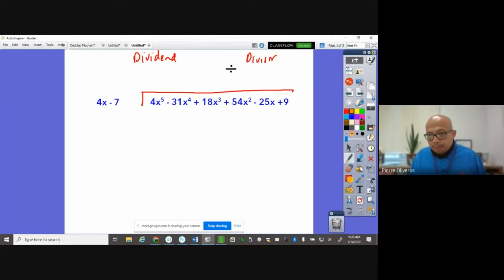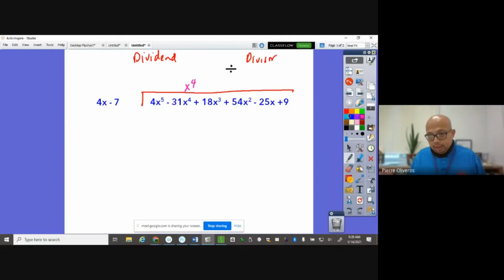And the first step again is we will divide the leading coefficient 4x to the 5th by 4x. 4x to the 5th divided by 4x. Cancel, cancel. There's a 1 here that will give you x to the 4th. So this is x to the 4th. Again, don't forget that you will subtract the exponents 5 and 1 when you're dividing.